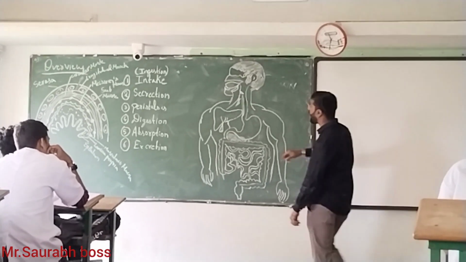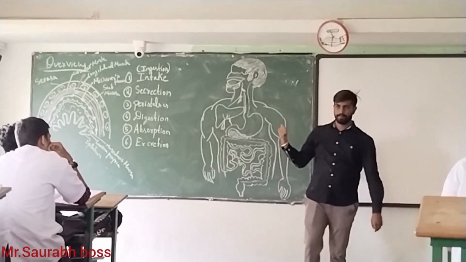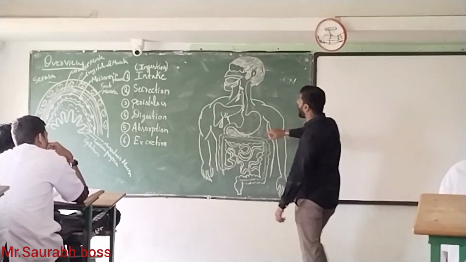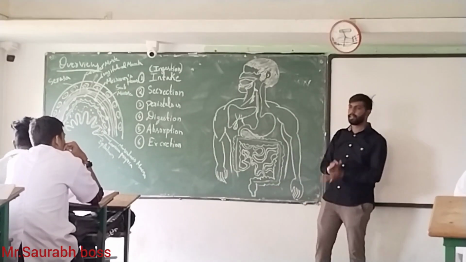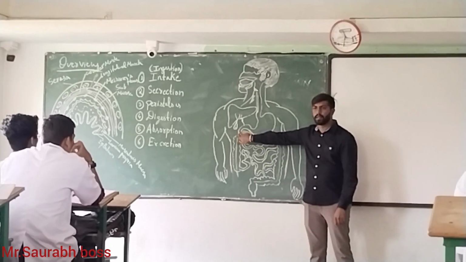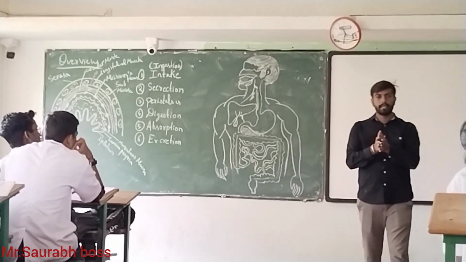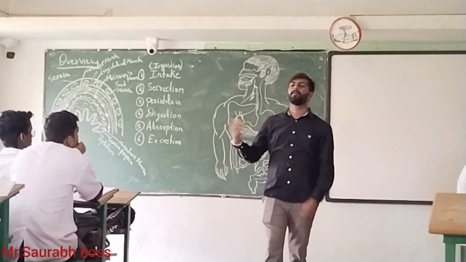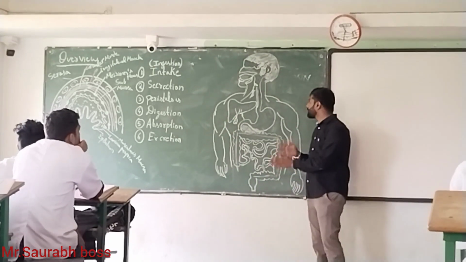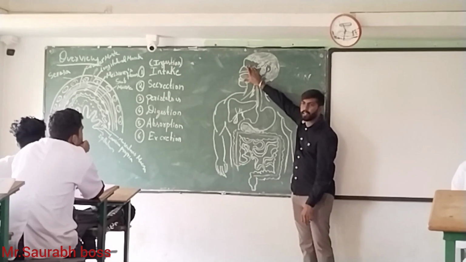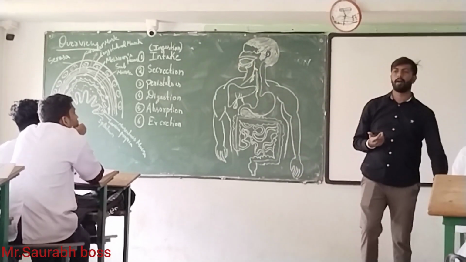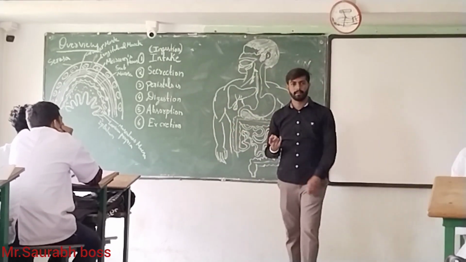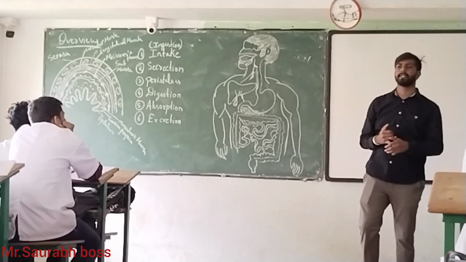Then there is another organ, the gallbladder, which is another accessory gland. Then we have the pancreas. They are not direct digestive organs, they are accessories. We will discuss in further classes how they help. In the mouth there are also some accessory organs: the teeth and the tongue also come under accessory organs.